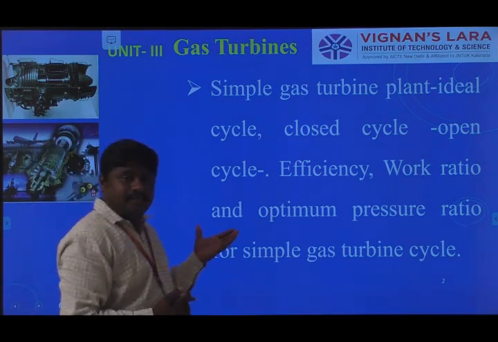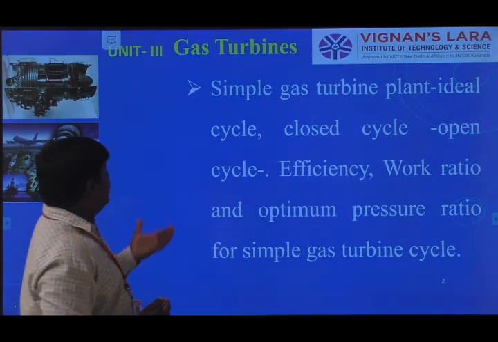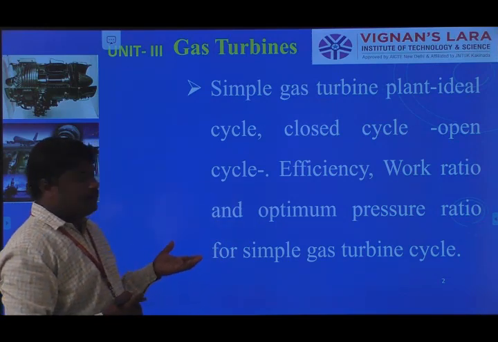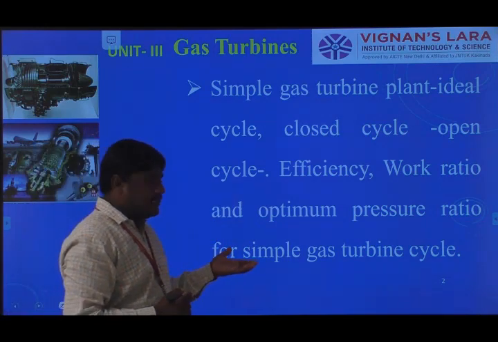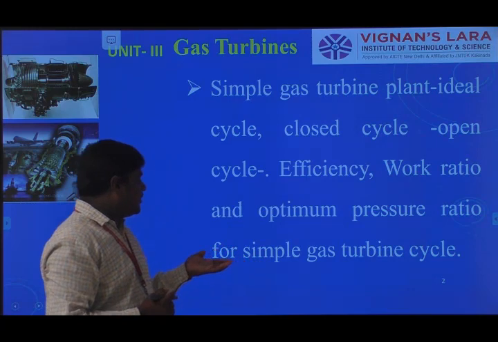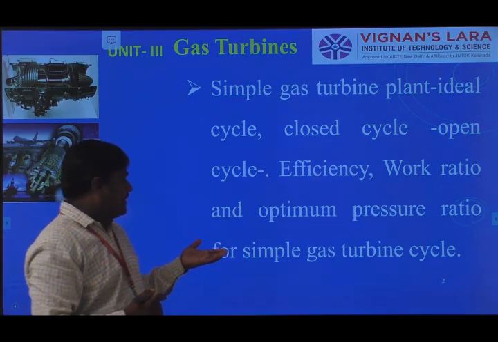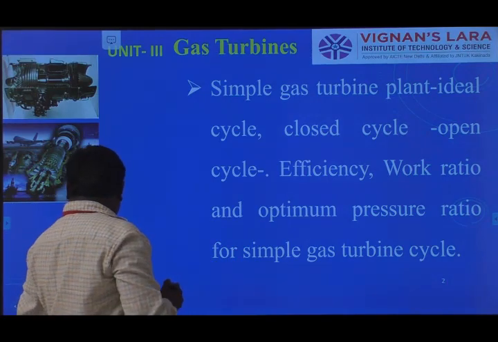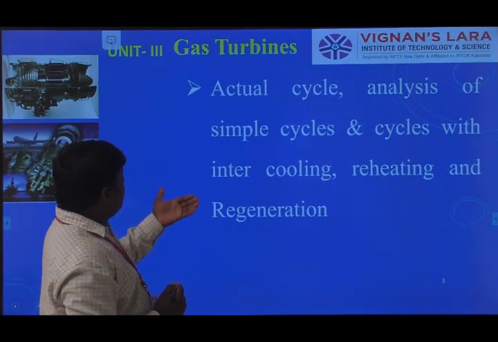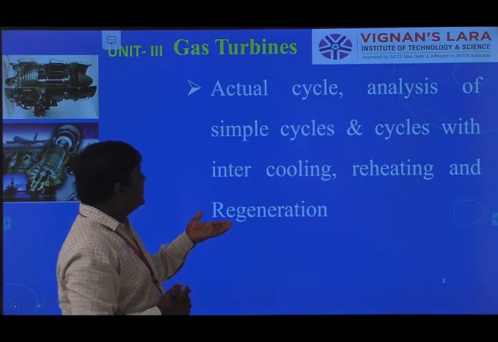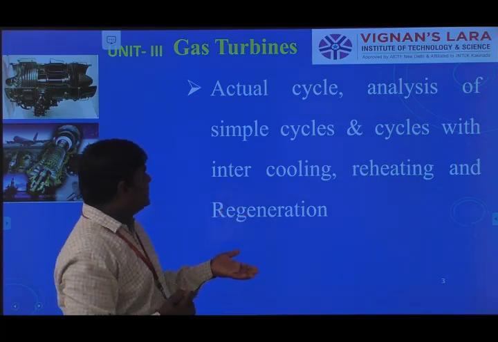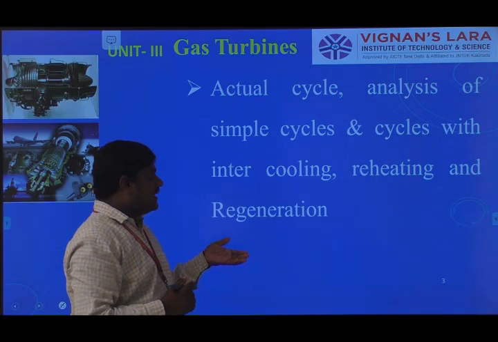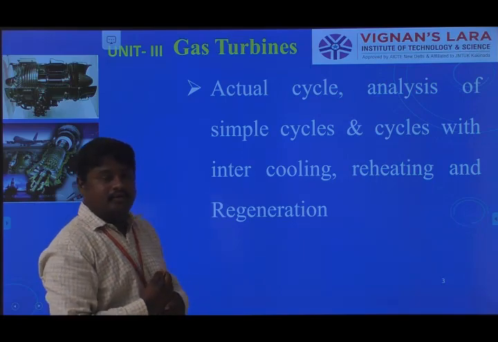This is the syllabus of the third unit: the simple gas turbine plant, ideal cycle, closed cycle, open cycle, efficiency, work ratio and optimum pressure ratio for simple gas turbine cycles. And the other part of the third unit is the actual cycles, analysis of simple cycles and cycles with intercooling, reheating and regeneration.